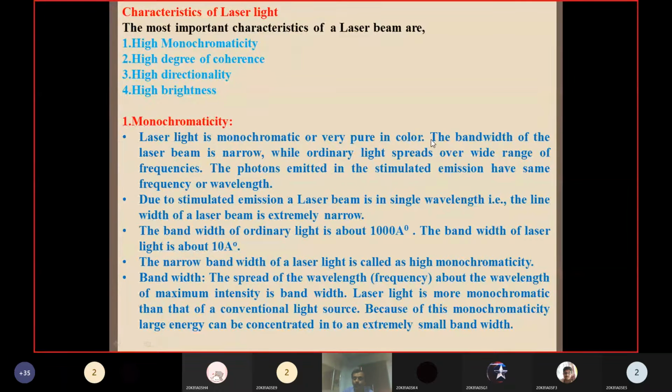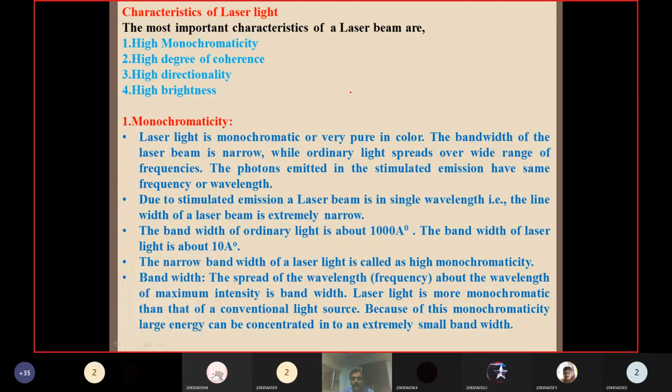Monochromaticity is nothing but a single wavelength or single color. Laser light is monochromatic, or very pure in color. The bandwidth of the laser beam is narrow, while ordinary light spreads over a wide range of frequencies. The photons emitted in stimulated emission have the same frequency or wavelength. I will explain this sentence.